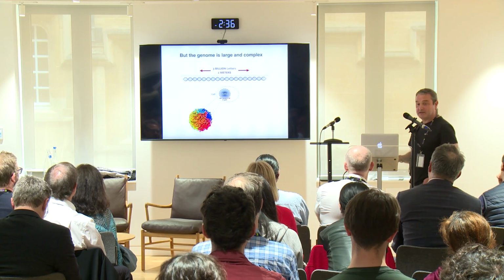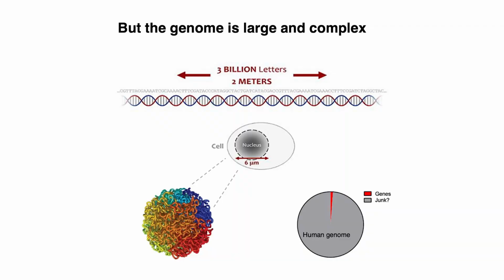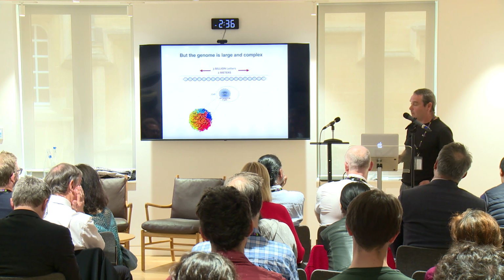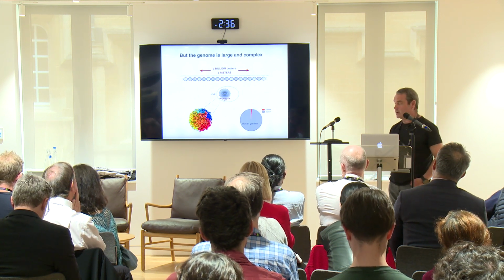So it's small, but it's incredibly complex. So you've got 3 billion letters in that tiny little space. There's about 2 meters of it if you stretch it out, which is considerably taller than me. So it is incredibly complex, and that's one of the problems that we need AI for, or machine learning.